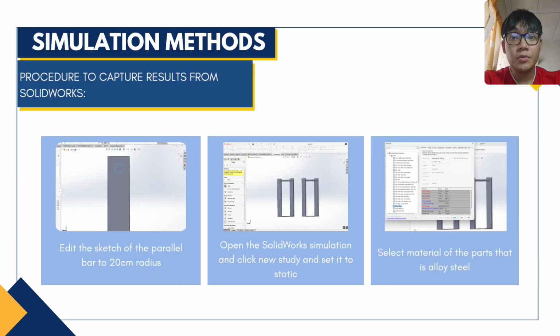For the simulation procedure, for the first step, edit the sketch of the parallel bar to a 20 cm radius. Next, open the SolidWorks simulation, click New Study, and set it to static. Select the material of the parallel bar. I chose alloy steel.